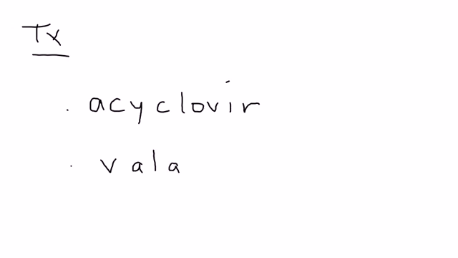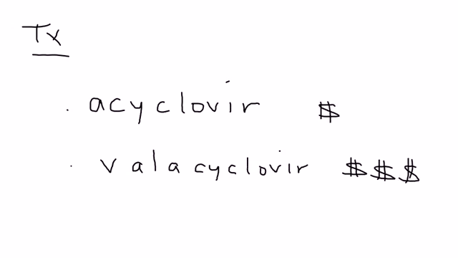So treatment. Well, the good news is that for all types of herpes, the treatment is essentially the same drugs. Acyclovir is by far the most common, and then valacyclovir is also used. Valacyclovir is more expensive. I'll draw two dollar signs here and one dollar sign. Actually, let's draw three. It's quite expensive, but this is more commonly used. These are antiviral drugs, and they all tend to end in vir, just in case you're wondering.